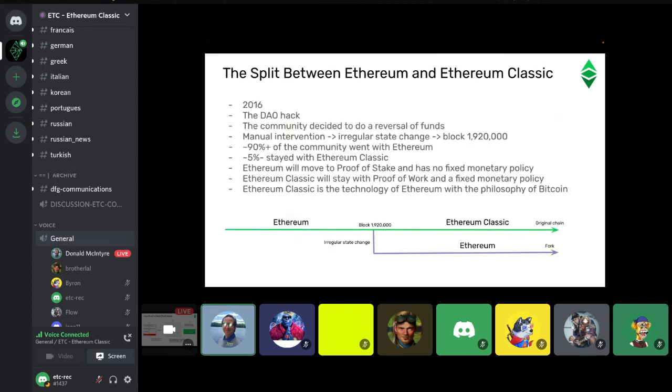Okay, so a little bit of history of Ethereum Classic. Ethereum Classic is the original chain. It was created in 2015, but the split between Ethereum and Ethereum Classic occurred in 2016. What happened is that there was a dApp called the DAO that was basically a mutual fund where everybody could send money, and it accumulated $150 million. All the people who sent money would get the token of that dApp, and they could vote on how to invest that money.